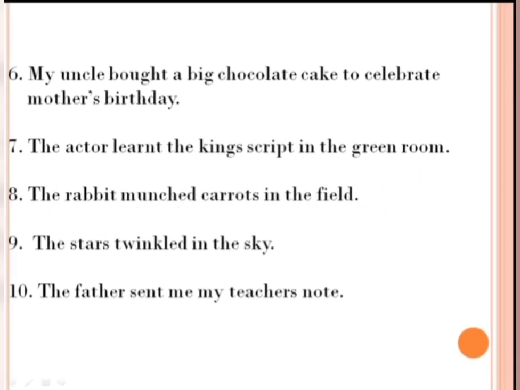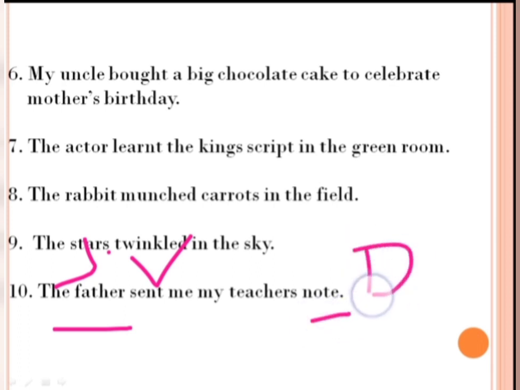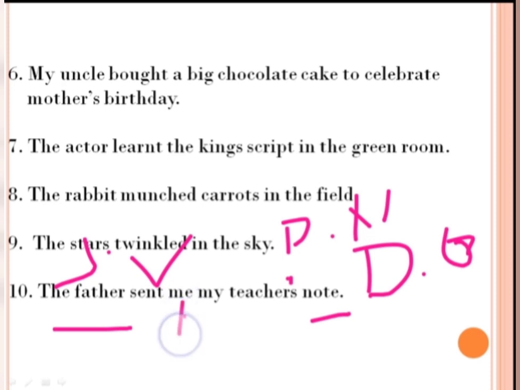Last example. The father sent me my teacher's note. Here the father is subject. Sent is a verb. What did he send me? My teacher's note. Here note is a direct object, because we ask the question to the verb with what. Teacher's note. Here apostrophe s has been given. So teacher's will go in possessive noun. To whom is it sent? To me. So to me is an indirect object.